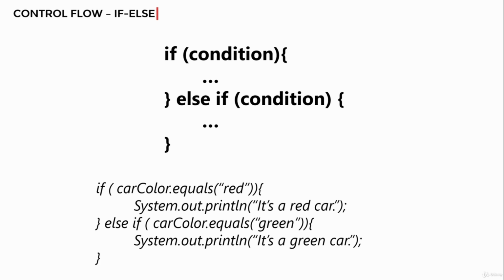In this case, we check the color of the car and we print out the text based on that. If the car's color equals red, we print out it is a red car. If that's not a red car, we check whether it's a green car. If it's true, it is a green car is printed out. Otherwise, nothing is printed out.